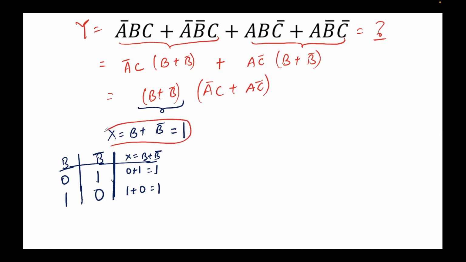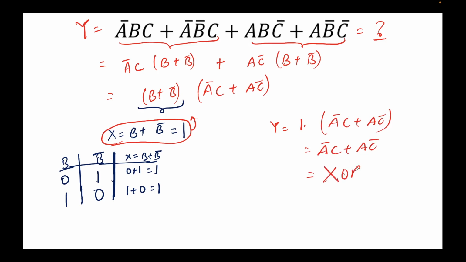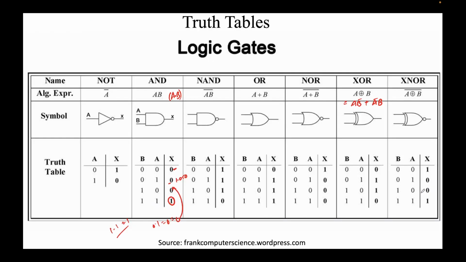Note this. Let's put this value here. So I'll get y equal to 1 times, since the value of B plus B bar is 1 now, A bar C plus AC bar. So we get A bar C plus AC bar. Now note that this is nothing but the algebraic expression for a 2-input XOR gate with inputs A and C.